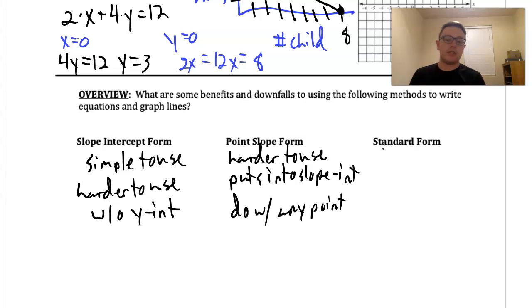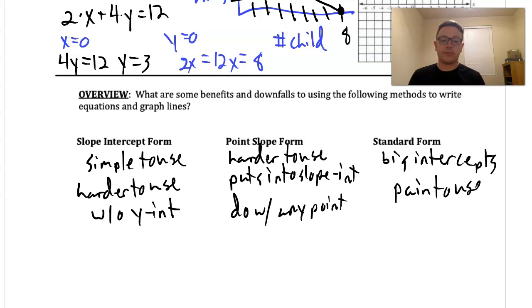Right, and what about standard form? Well, if we have super big intercepts, it's nice. But it can be a pain to use. So there we have it, 3 different forms of linear equations. Let's go ahead and get started on your homework.